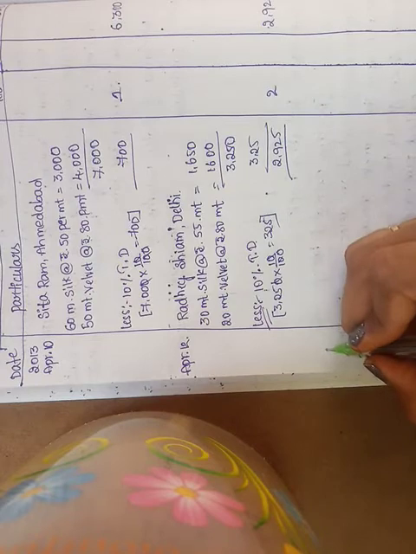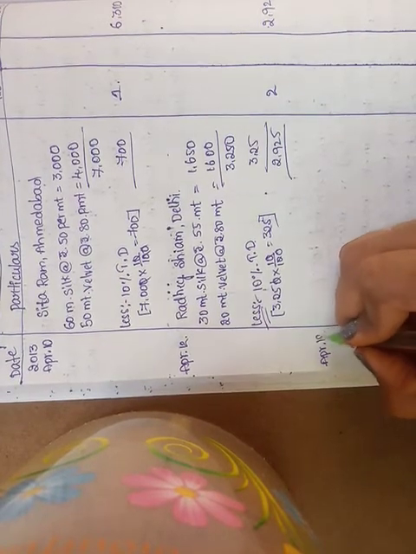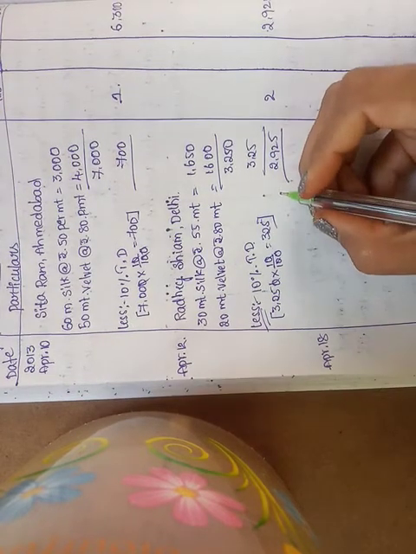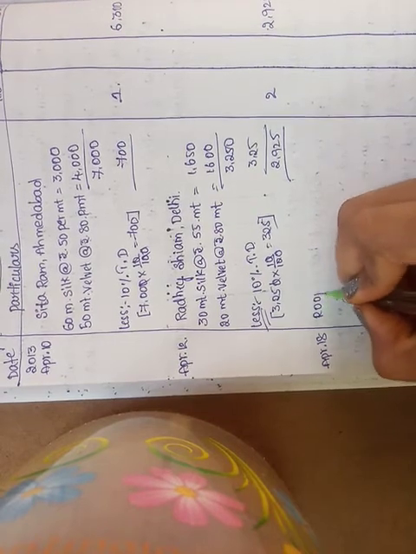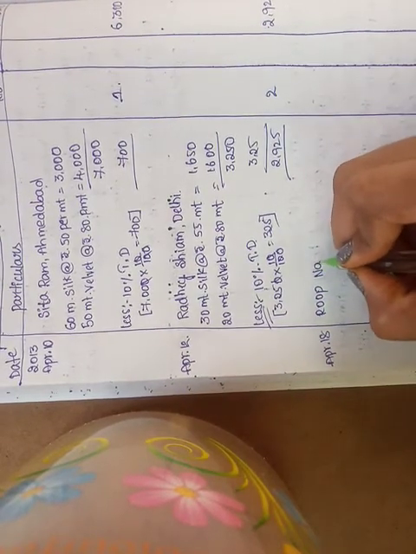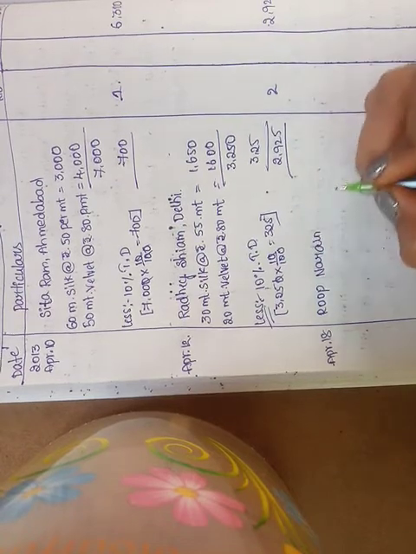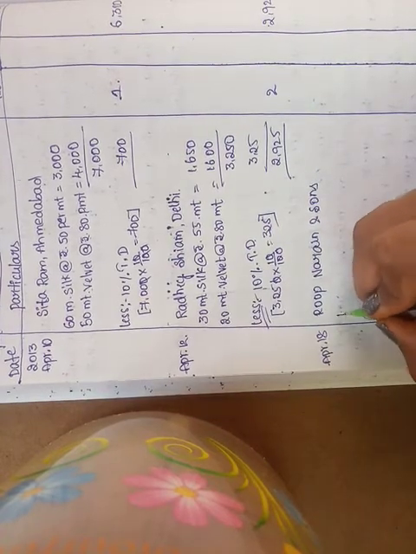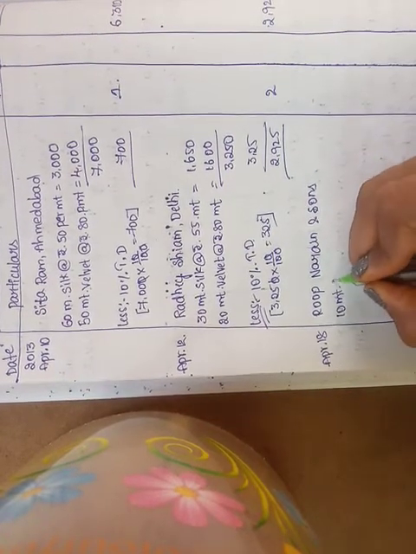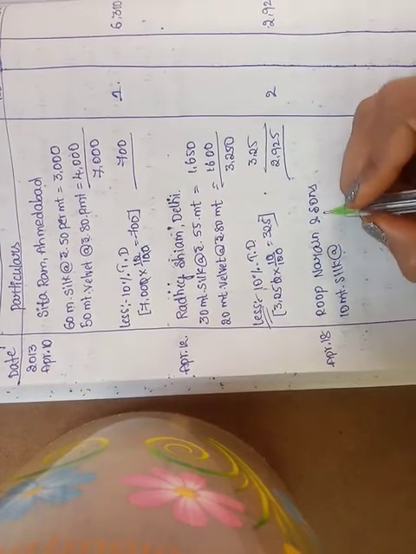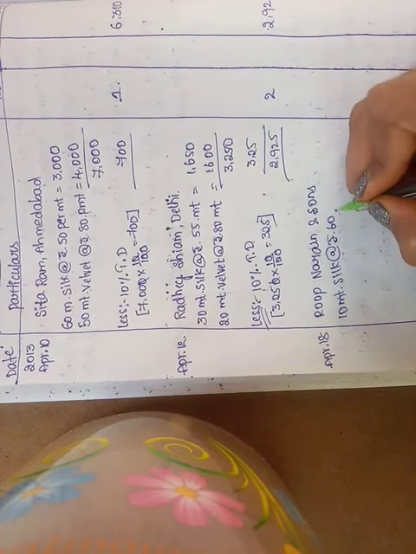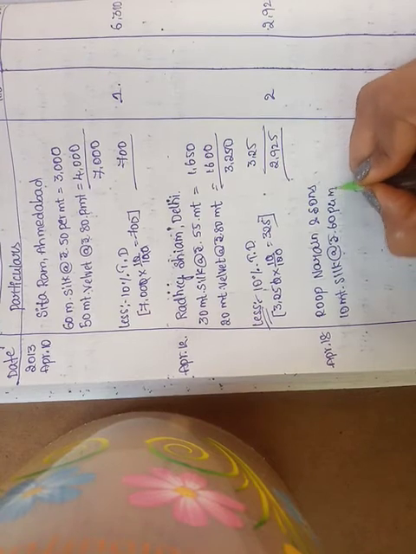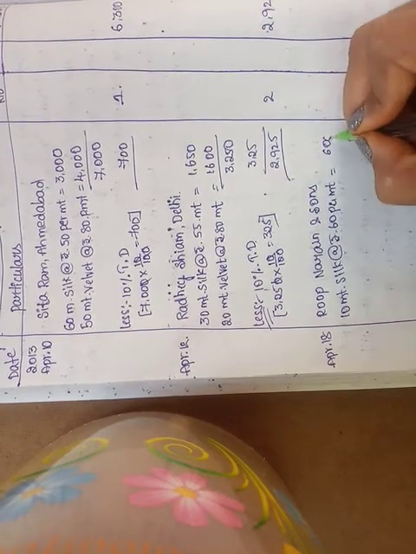Next, on April 18th, Roop Narayan and Sons purchased from us. Okay, so Roop Narayan takes 10 meters silk at the rate of 60 per meter. So 10 into 6 is 600.